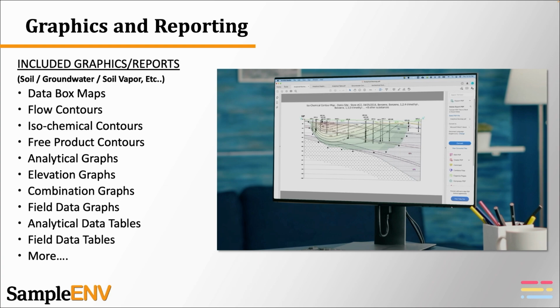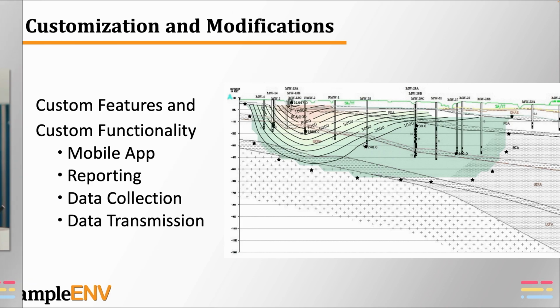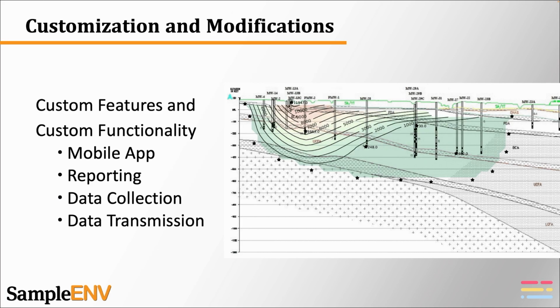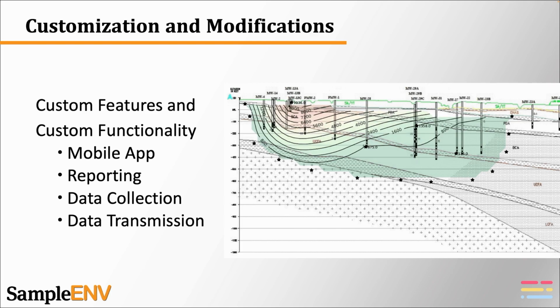Here's a quick list of all the different graphics and reports that we can currently generate. Each graphic can be generated for soil, groundwater, soil vapor, you name it. If there's a particular graphic that you like, we can build customized graphics as well. If we have the data in the system and you provide an example of your particular graphic, we can likely reproduce that graphic within the platform.